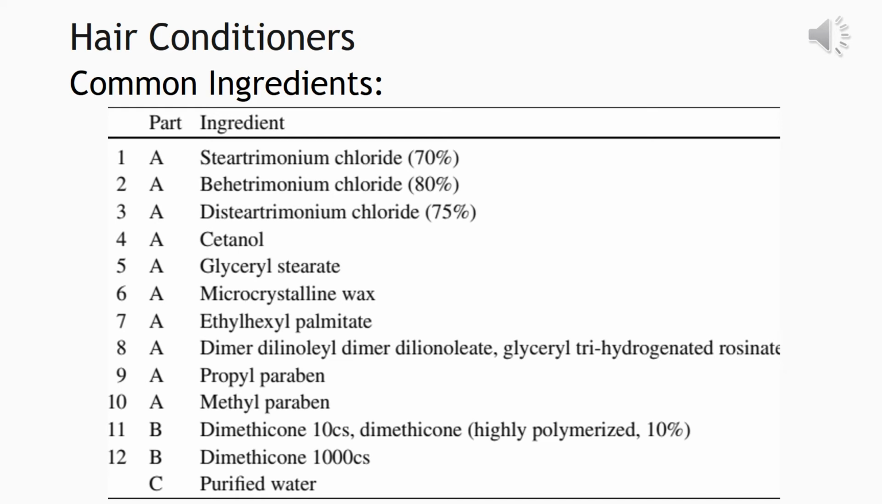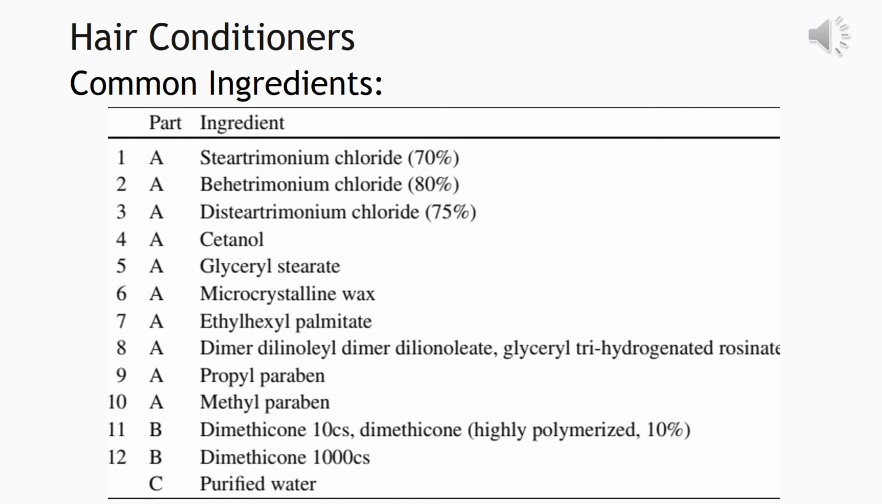9 and 10. Then 11 is dimethicone. Dimethicone highly polymerized 10%. Dimethicone is basically a polymeric organosilicon compound. And number 12 is dimethicone 1000 cS. There are two different types of dimethicones which will be used. Then the purified water will also be used.